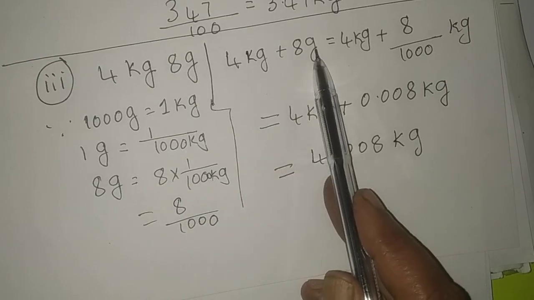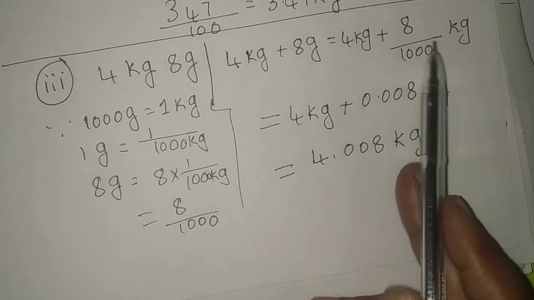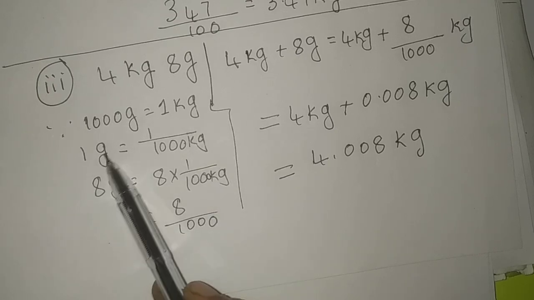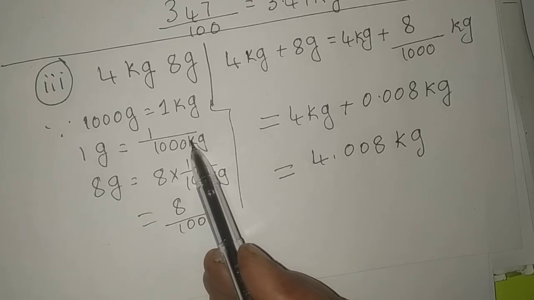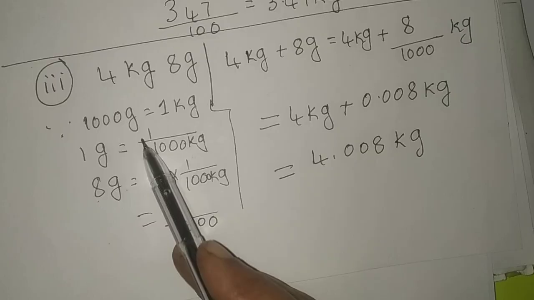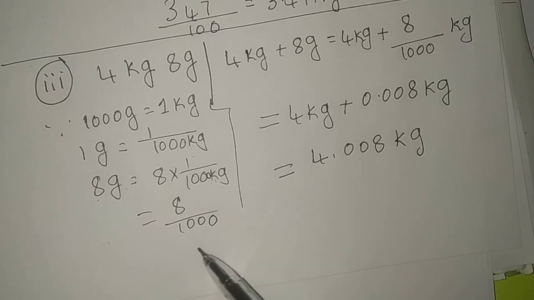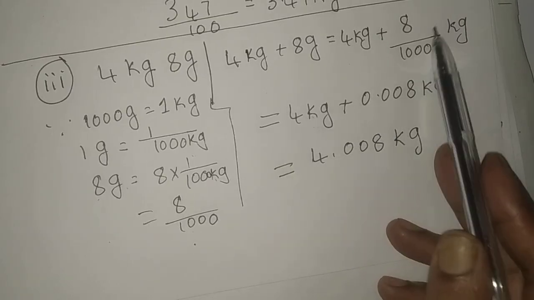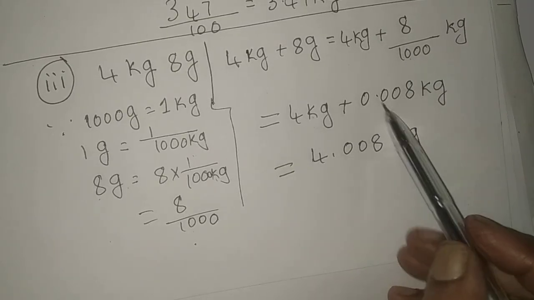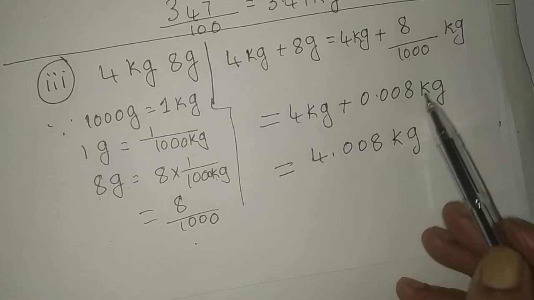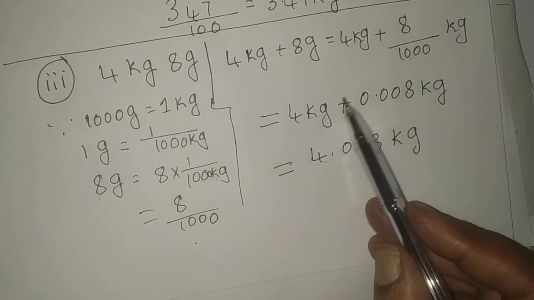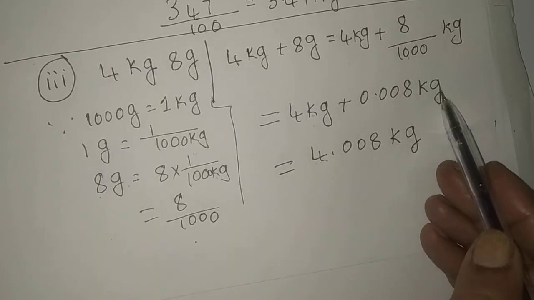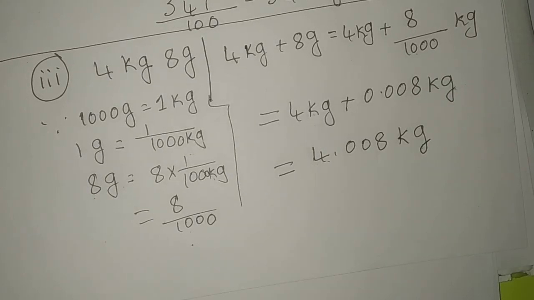So 4 kg plus 8 grams. We know that 1000 grams is equal to 1 kg. 1 gram is equal to 1 by 1000 kg. Then 8 grams is equal to 8 into 1 by 1000 kg, which is equal to 8 by 1000. So we can write 4 kg plus 8 by 1000 as 0.008 kg. Now add both, we get 4.008 kg. So this is the solution for questions 3 and 4.